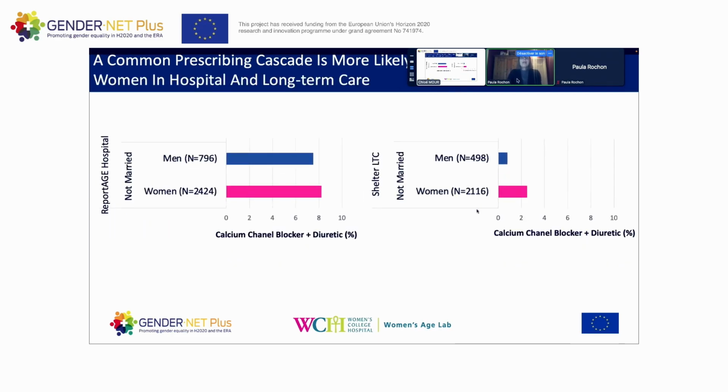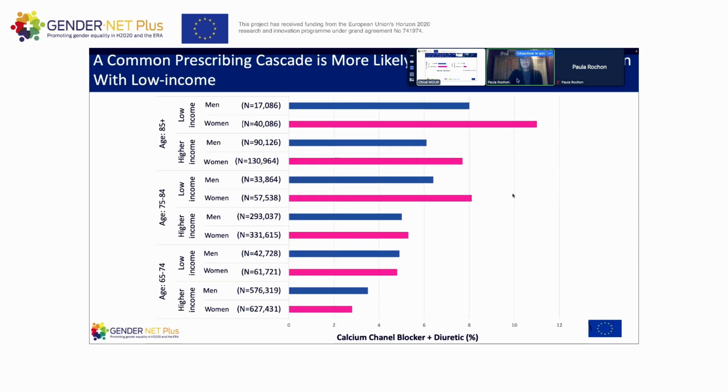We also looked at these cascades and what it means around marital status. And some of our data sets had marital status as a variable. So here we have the reportage data set that comes from a number of different countries. Again, here we see it's more likely in women than in men to develop a cascade amongst those who were not married. And then again, in another one of our data sets that looks at long-term care homes, women that were not married were the group that were more likely to develop this particular cascade.